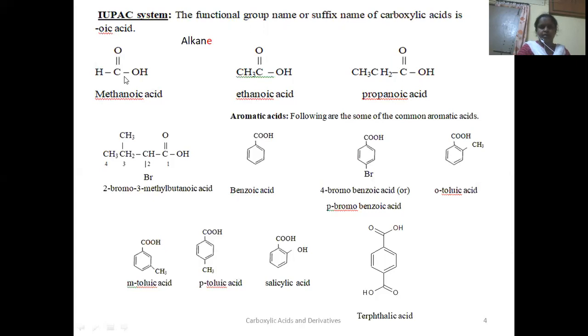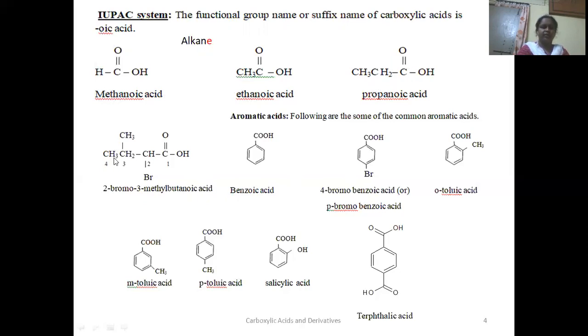For example, see here, this is a one carbon carboxylic acid, HCOOH. So for one carbon, what is the alkane name you will be using? Methane. Since this is a carboxylic acid, replace E with oic acid. You will get methanoic acid. So one carbon, you have to use methanoic acid. Suppose if there are two carbons, what we have to use? We have to use ethanoic acid. If there are three carbons, propane, this carboxylic acid is propanoic acid.